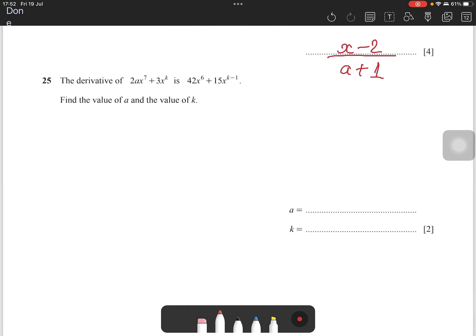Question 25. The derivative of 2ax to the power of 7 plus 3x to the power of k is 42x to the power of 6 plus 15x to the power of k minus 1. Find the value of a and k. So first we find the derivative of this. It is 2a times the derivative of x to the power of 7, which is 7x to the power of 6. And the derivative of x to the power of k is kx to the power of k minus 1. So we simplify this.